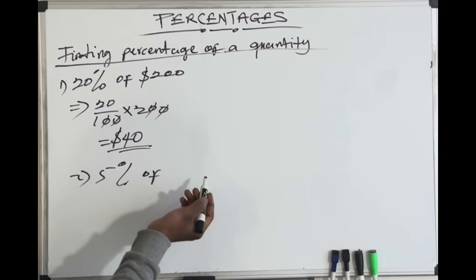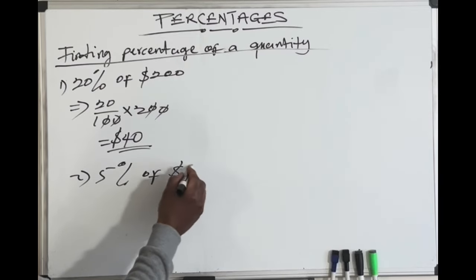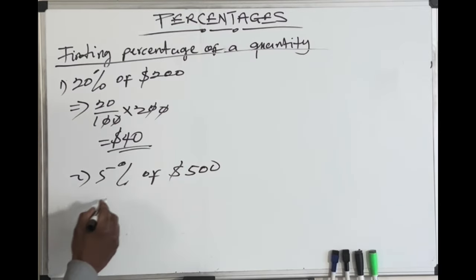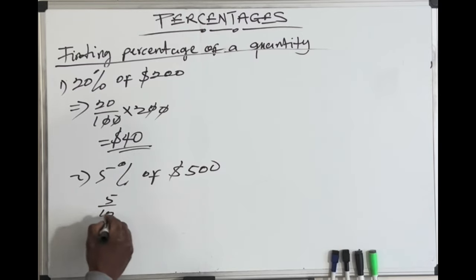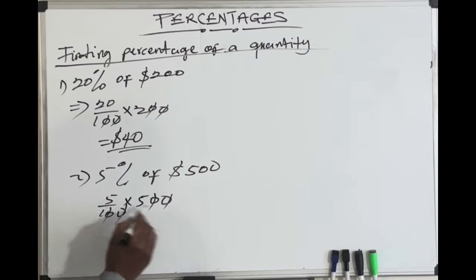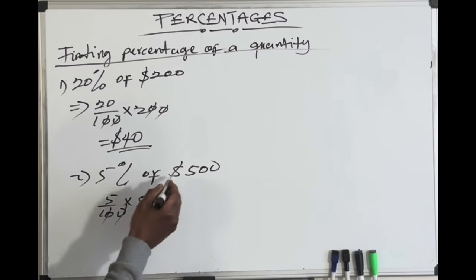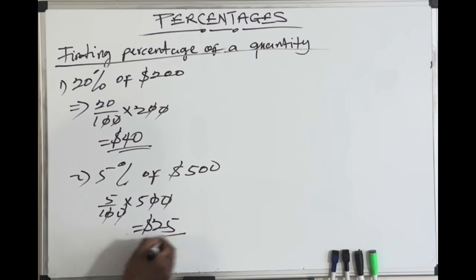Let's say 5% of $500. Okay, so 5 over 100 times 500. Two zeros cancel this. 5 5s are 25. What was the quantity in? Dollar sign. So $25.